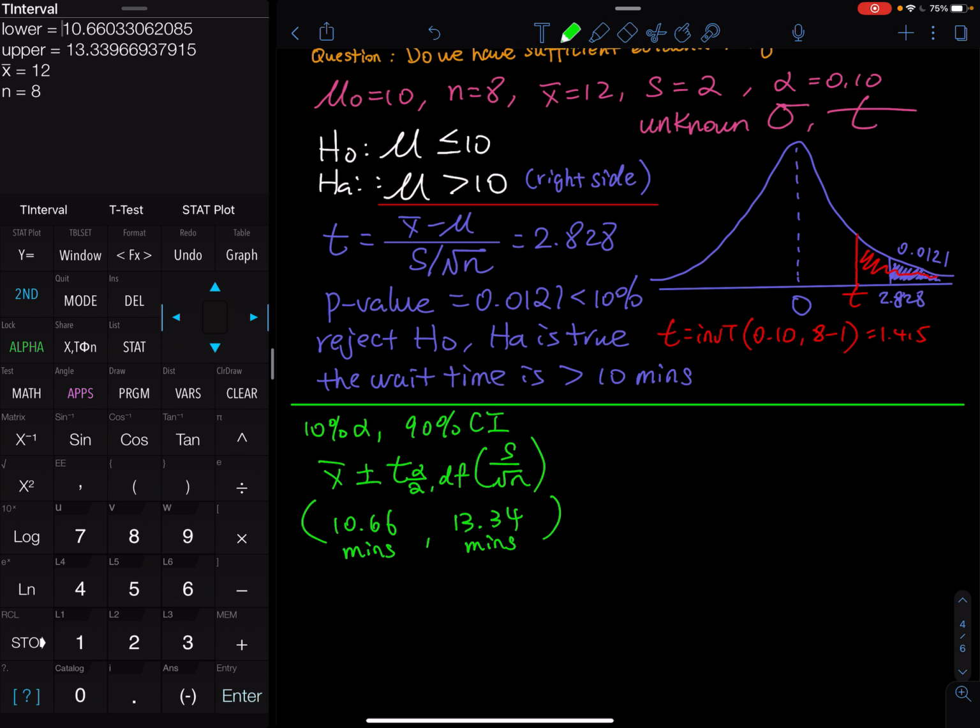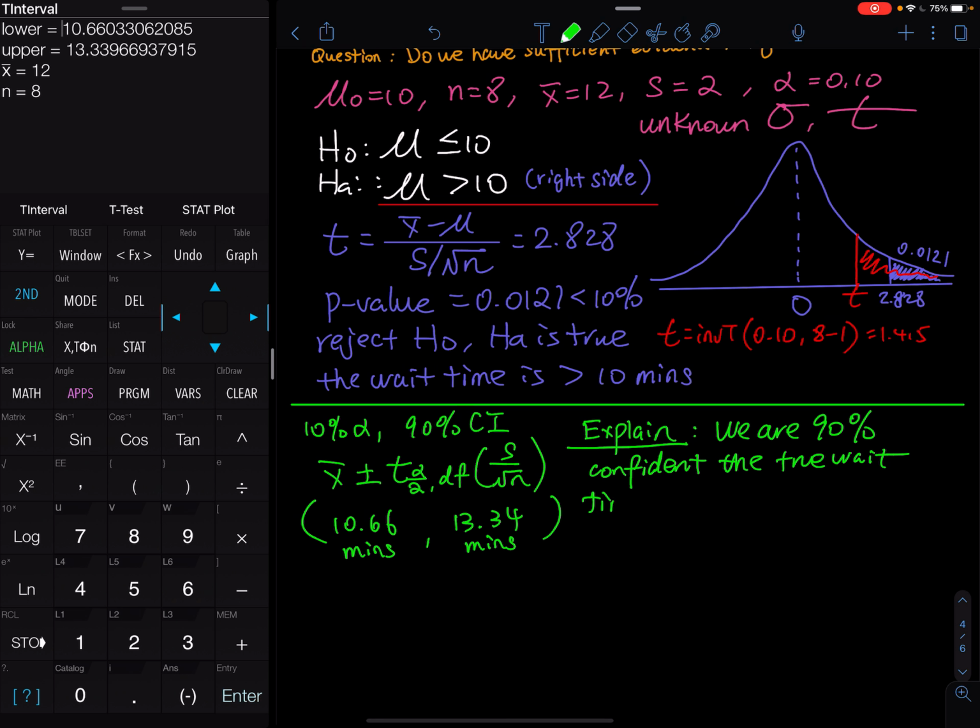Okay, so let's explain these two numbers. Explain the confidence interval: we are 90% confident that the true wait time is between 10.66 and 13.34 minutes.